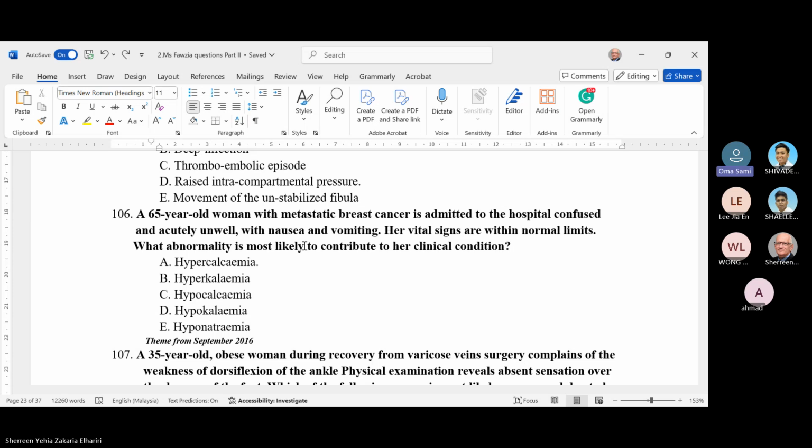Hypercalcemia. How to treat it? What is the first line of treatment? Hydration. So it is important if the patient has hypercalcemia, just give plenty of fluid or intravenous fluid. Very, very important. After that, calcium chelators: bisphosphonate, diphosphonate, we have a lot.